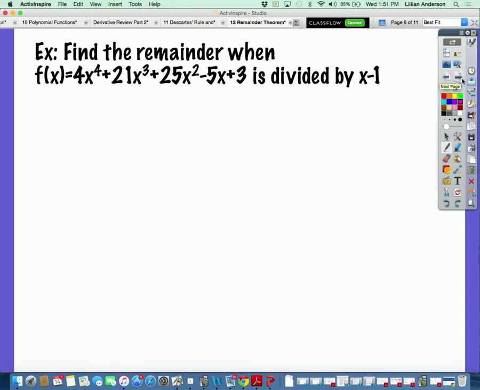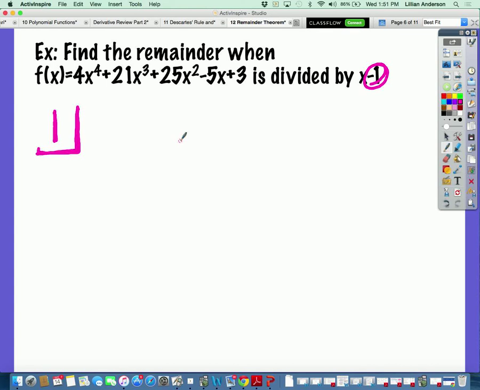We're going to find the remainder, and we're going to do it both ways. We're going to do it using synthetic division and also using the remainder theorem. So, here's our polynomial. We're going to divide it by x minus 1. What features do you guys remember about synthetic division? Box. I need a box. Then you're going to put 1. Just 1. It's always the opposite of that.